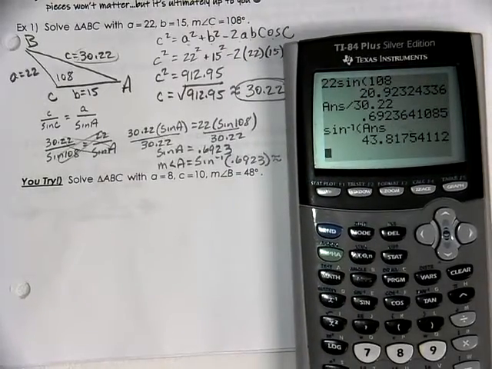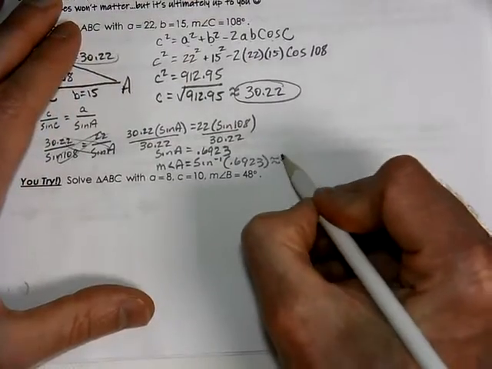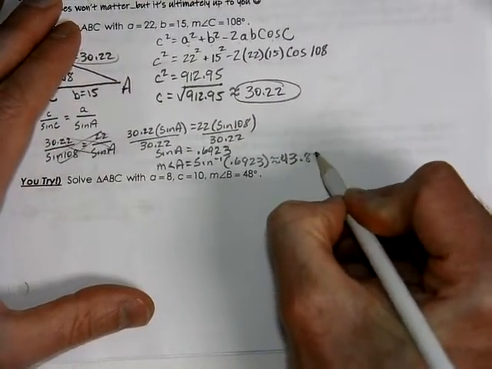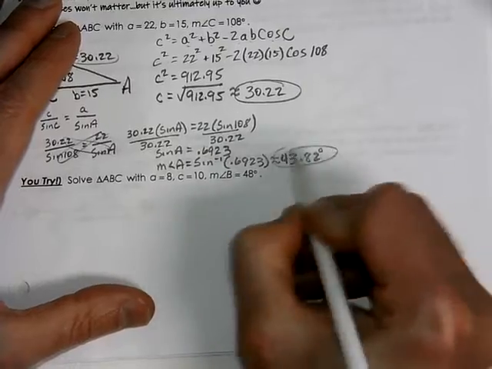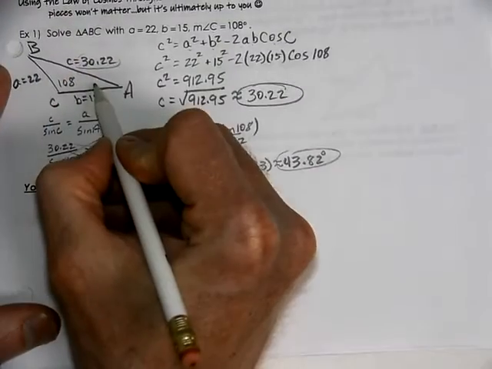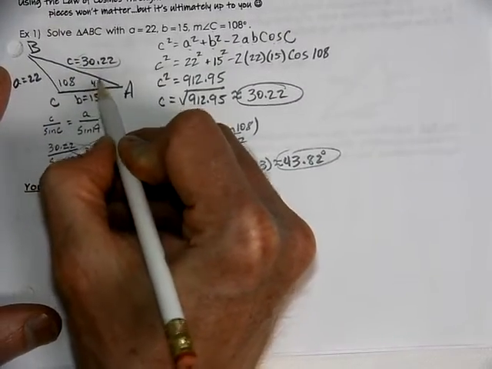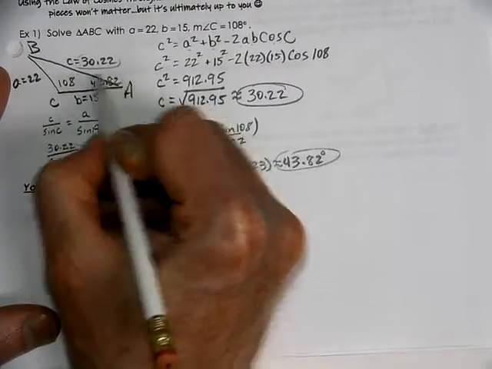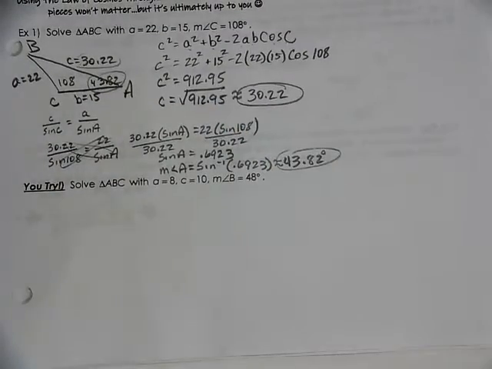We hit enter and we get 43.82. And that's a degree. So we have 43.82. Now we're looking for one last angle.